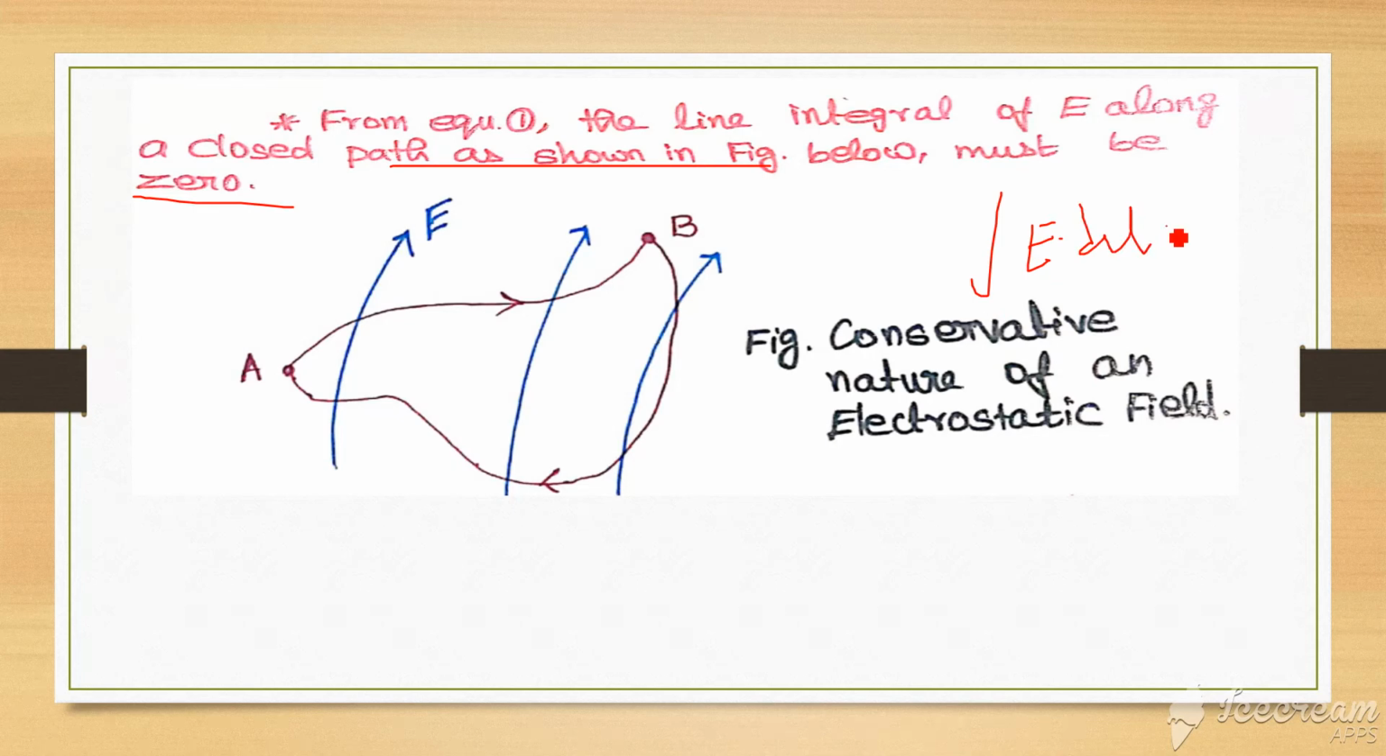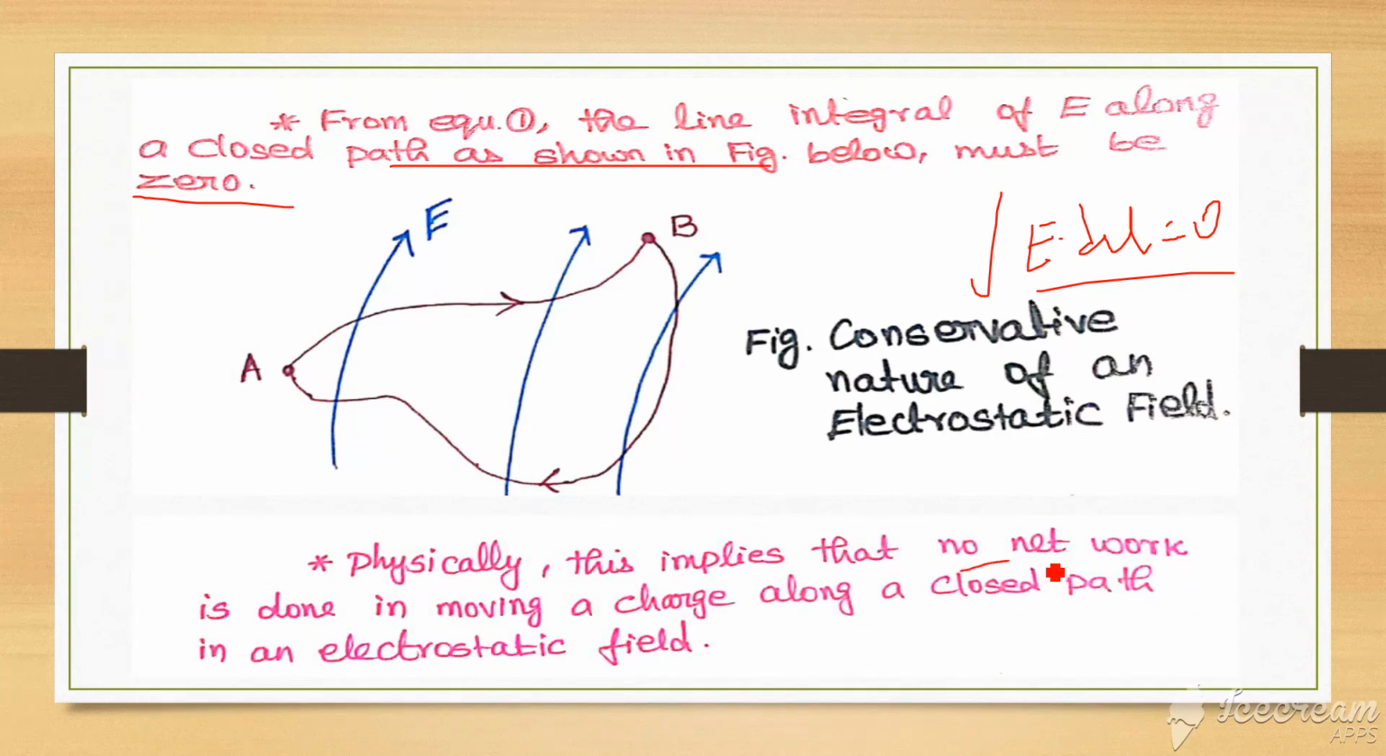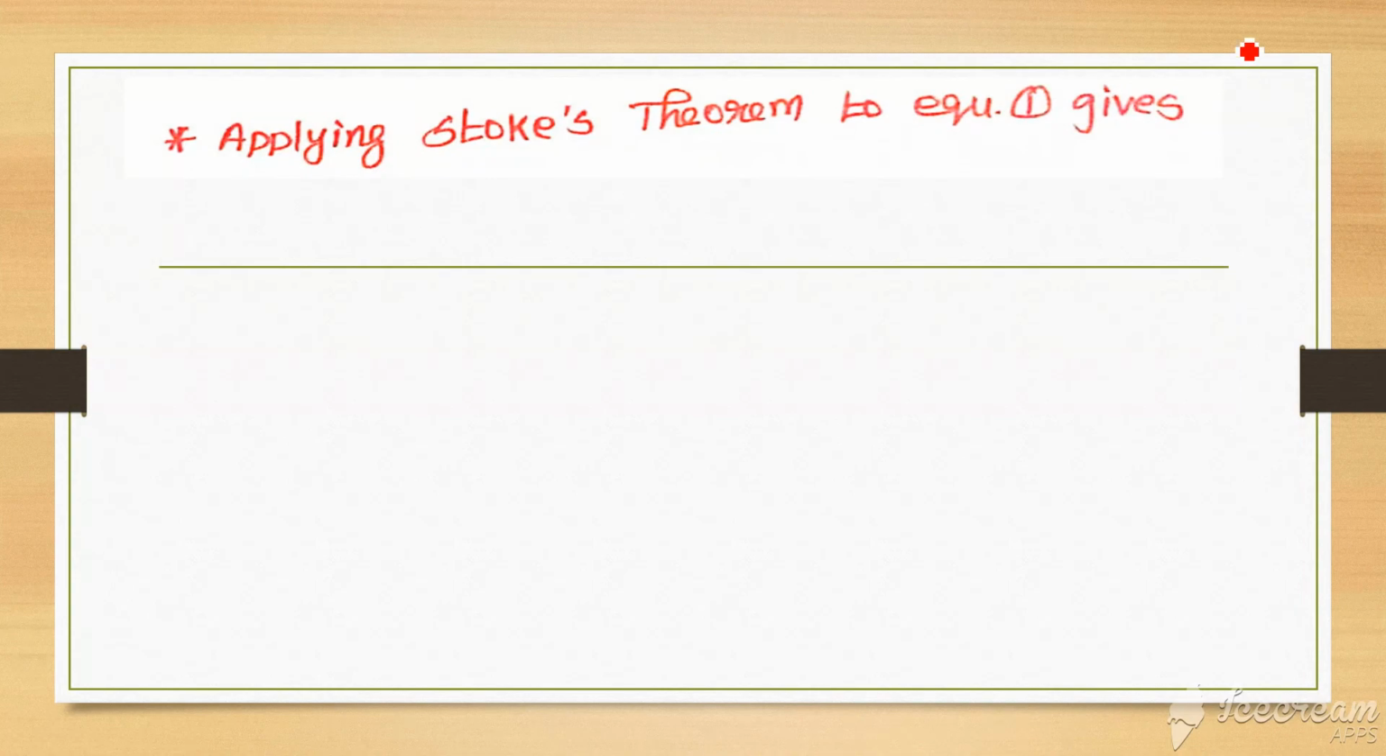The figure shows the conservative nature of the electrostatic field. Suppose we are moving a charge around the closed path, the integral of E dot dl value is 0. So physically this implies that no work is done in moving a charge along the closed path in an electrostatic field. Next, by applying Stokes theorem, I already explained.